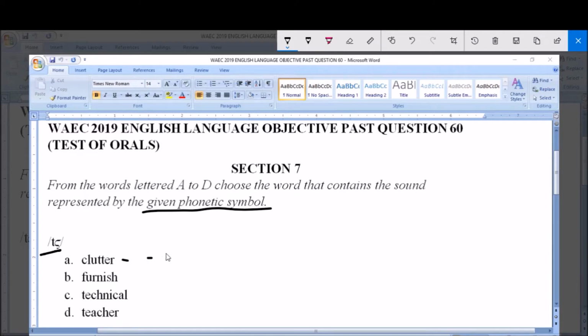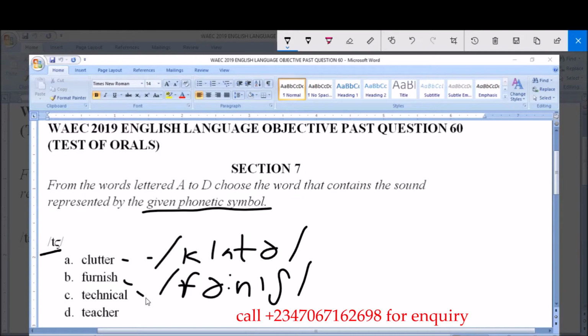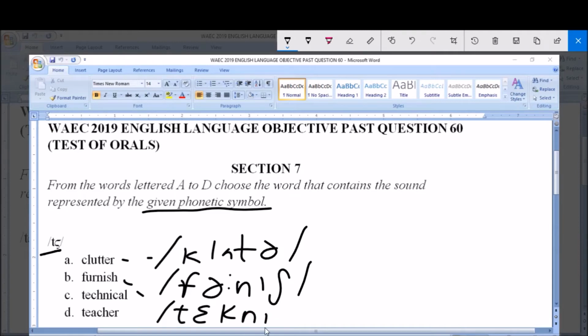So option A, clutter, is transcribed this way, clutter. Option B, furnish, is transcribed this way, furnish. Option C, technical, is transcribed this way, and option D, teacher, is transcribed this way.